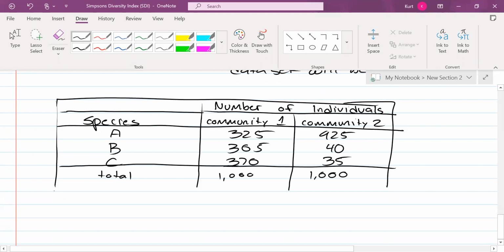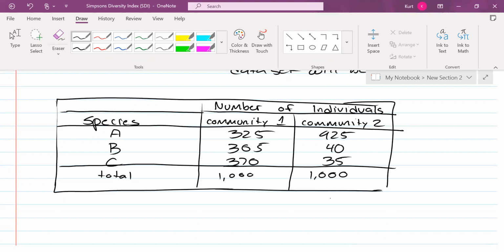But Katarina, in your opinion, which community do you think is more diverse based on what you see here? Community one, and you would be right. But as I just said with the hair example, it's not always going to be that easy. But we're going to put these two to the test to prove Katarina's claim that community one is more diverse, which I'm going to tell you it is. You can tell by looking at it.